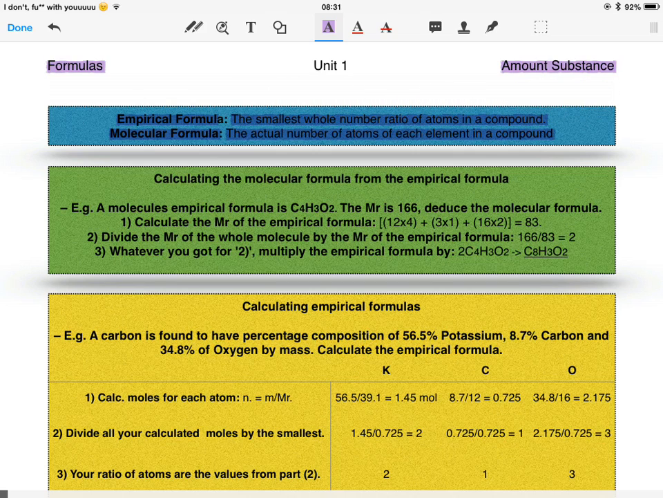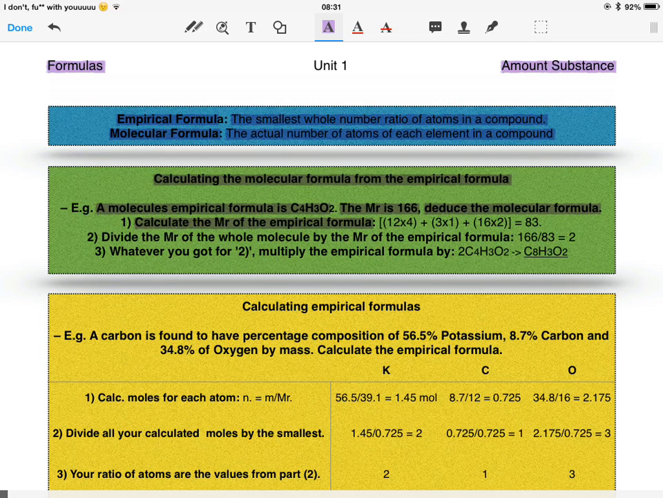So you could be asked a few things in an exam, one of which is calculating the molecular formula from the empirical formula. This is quite an easy skill. So for example, a molecule's empirical formula is C4H3O2. The Mr is 166. Deduce the molecular formula from this. So, the first thing we do is we calculate the Mr of the empirical formula.